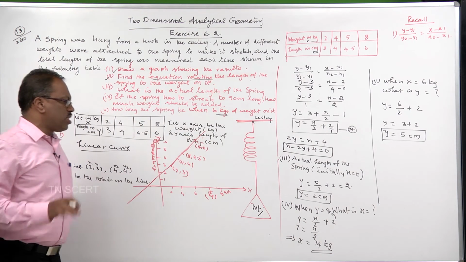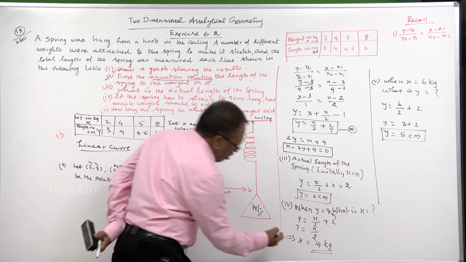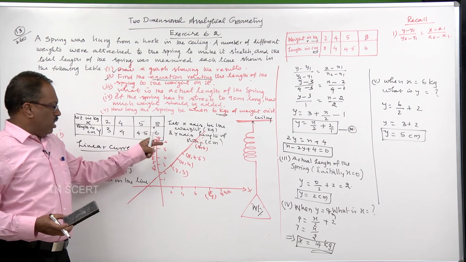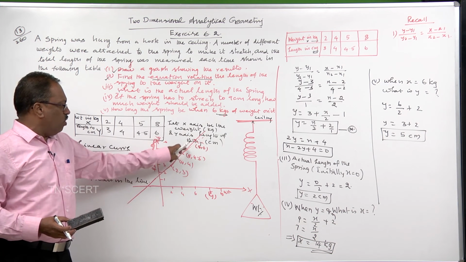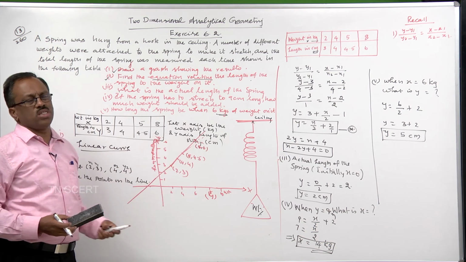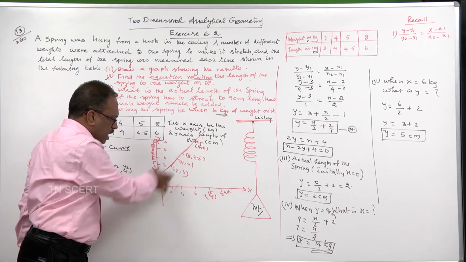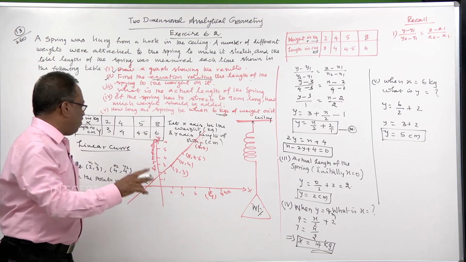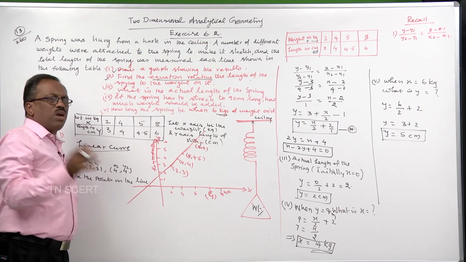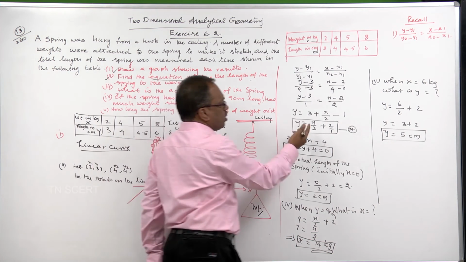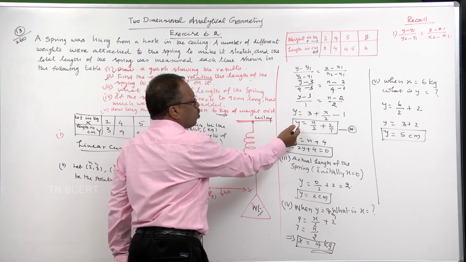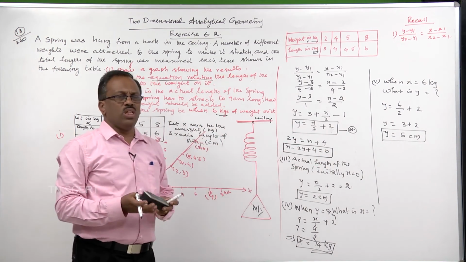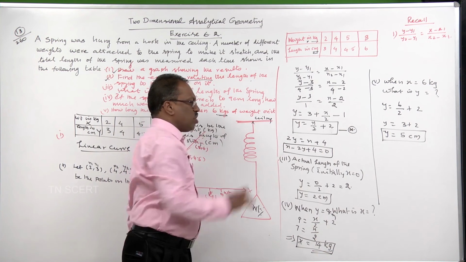Now, let me recall all the steps of this one. The first part: according to the values given, we drew the diagram of the linear curve with the help of 4 points. By seeing the linear curve, we recalled the 2-point formula. By taking any 2 points, we have 4 sets of points but we can take any 2, we can arrive at the general equation of the spring, that is y is equal to x by 2 plus 2. This is the spring length equation here.